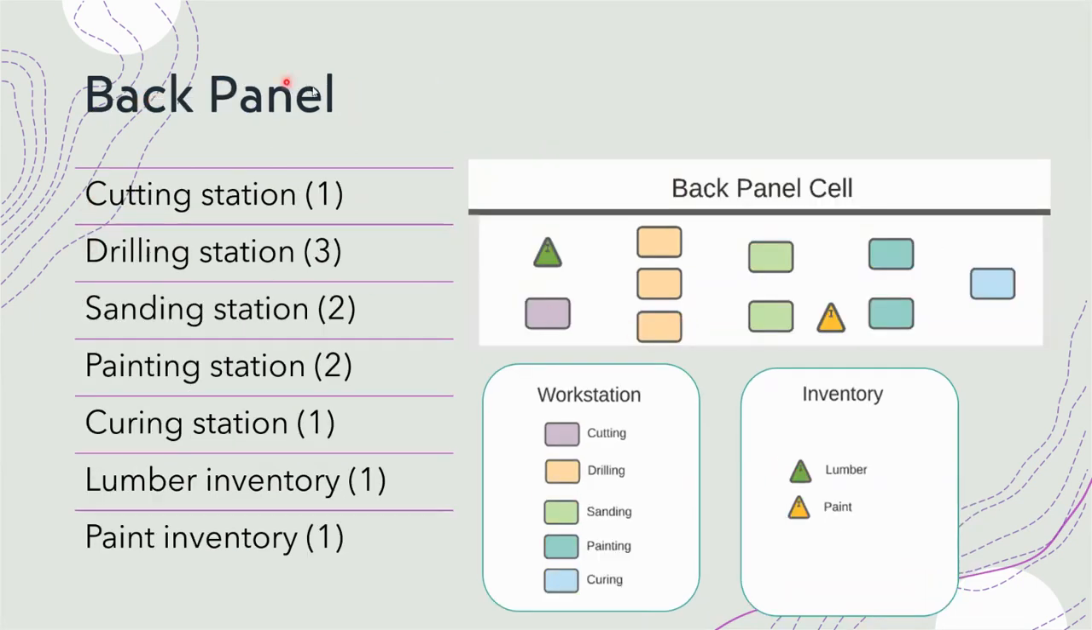Now let's talk about the back panel cell, where we have one cutting station, three drilling stations, two sanding stations, two painting stations, one carrying station, one lumber inventory, and one paint inventory. It is not the same process as the others, considering the product and all the processes involved.